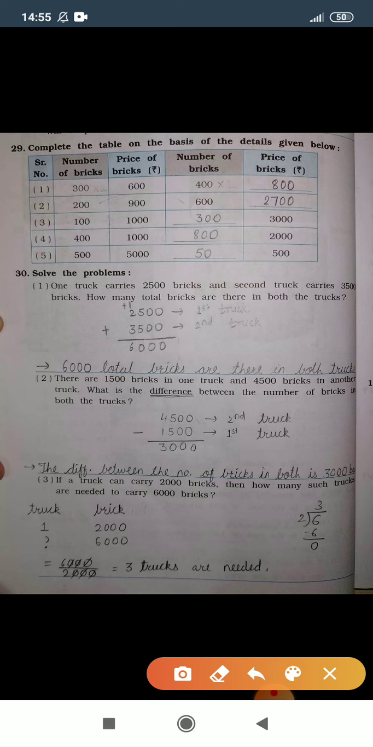Question number 1 is number of bricks is 300 and the price of these 300 bricks is rupees 600. Now we are having 400 bricks, then what is the price of that 400 bricks? Now we need to fill this space. Let's solve this question.